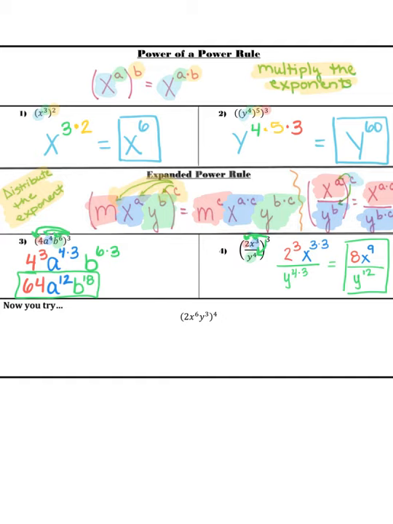Now here's where I want you to pause the video. I want you to try this very last example. Let's see how your understanding of the power to a power rule is. Now for that last one, I came up with an answer of 16, x to the 24th, y to the 12th. And that right there is your power of a power rule.